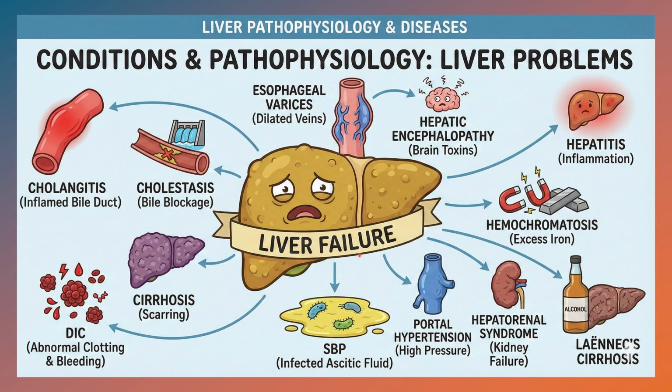We have the portal hypertension. It's the increased pressure in the veins carrying blood through the liver, increased portal vein pressure, often from cirrhosis. Spontaneous bacterial peritonitis. This is the SBP, so it's spontaneous bacterial peritonitis. So it's a bacterial infection of the ascitic fluid in the abdomen. Infection of ascitic fluid without clear source in cirrhosis.